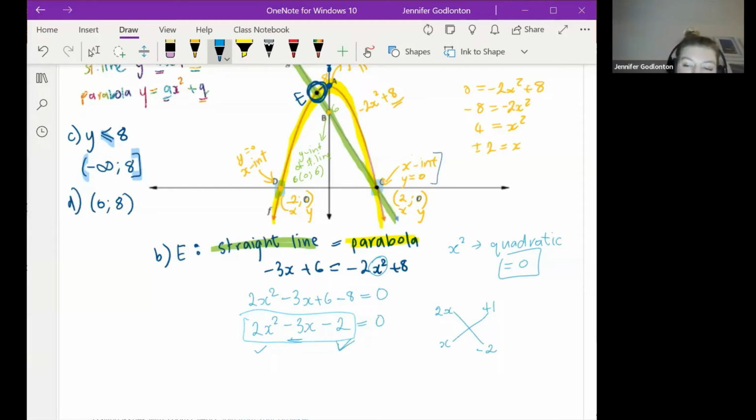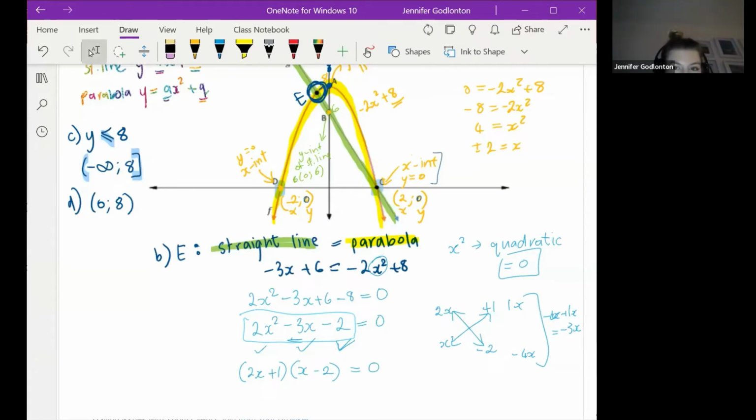Okay. Remember we multiply diagonally. 2x times negative 2 gives me negative 4x. x times 1 gives me 1x. Negative 4x plus 1x gives me negative 3x, which is what I'm wanting. Okay. So we get to where we're wanting to go. So our brackets are going to be (2x + 1)(x - 2) = 0.